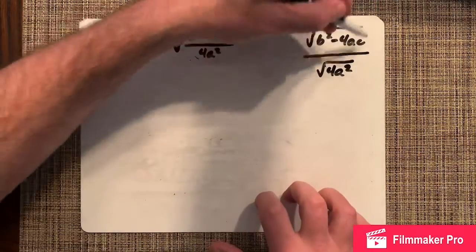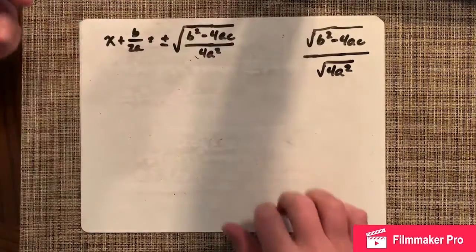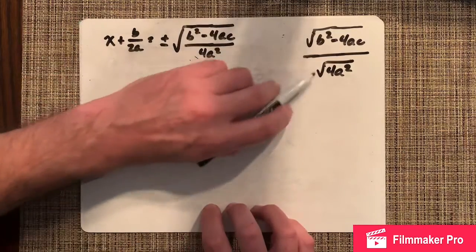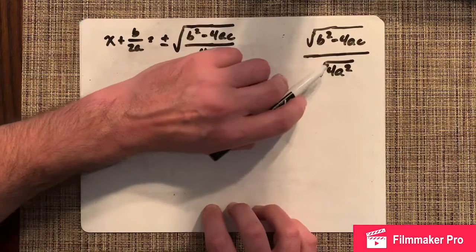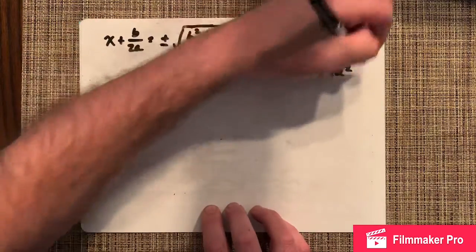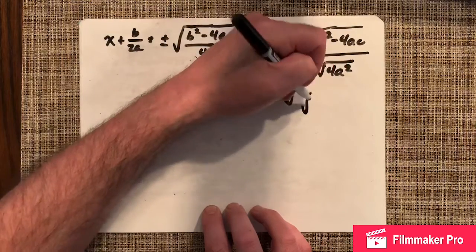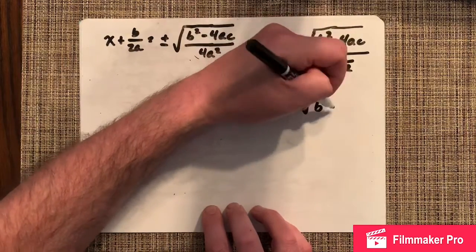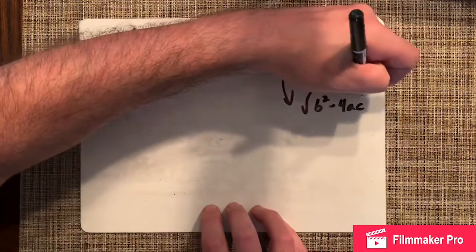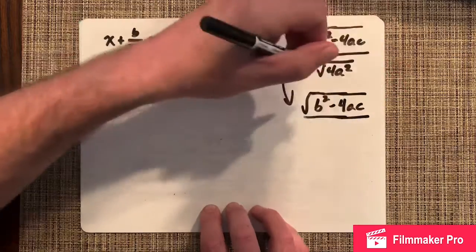The numerator, you can't do anything with that. It's there, okay? You can't simplify it. It's not a difference of squares. I mean, even if it was, you couldn't do anything. This down here, though, is a perfect square. So the square root of 4a squared is actually 2a. So all of this is actually going to be rewritten as the square root of b squared minus 4ac over 2a.